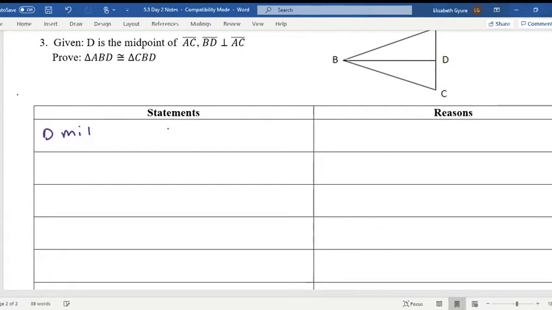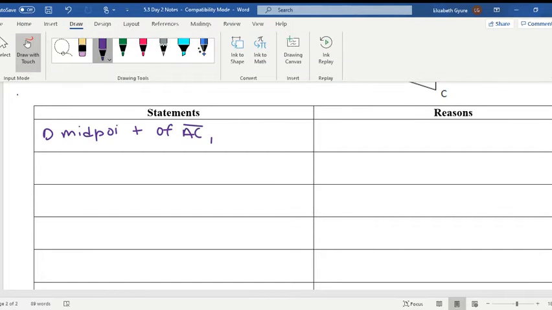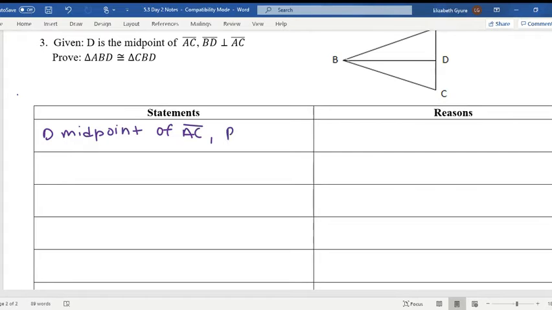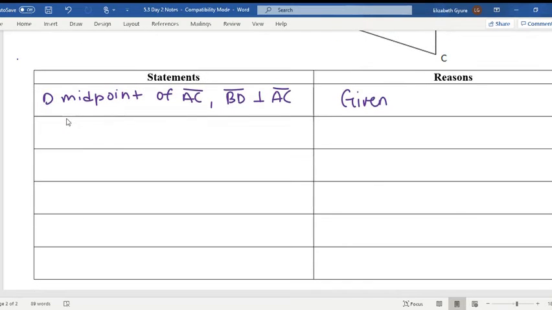D is the midpoint of segment AC, and segment BD is perpendicular to segment AC. That is given. We are going to prove that triangle ABC is congruent to triangle CBD. So then we just got to figure out which theorem works.